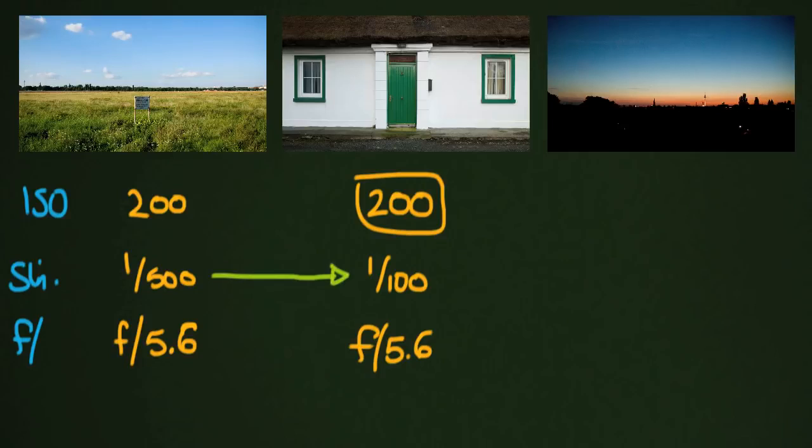So that's a lot faster, this image here of the abandoned airport, than of the Irish cottage, because I didn't have as much light. I just didn't have as much light to expose the film, and so I needed a little bit longer to do that.